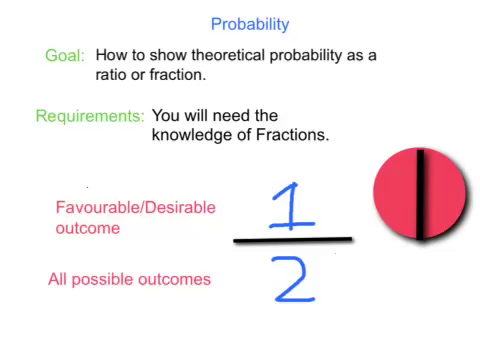Probability. Our goal is to show theoretical probability as a ratio or fraction. Requirements. You will need the knowledge of fractions. A fraction is a part of a whole. The fraction 1/2 represents 1/2 of a whole. The 1 represents the favorable or desirable outcome, and the 2 represents all possible outcomes.